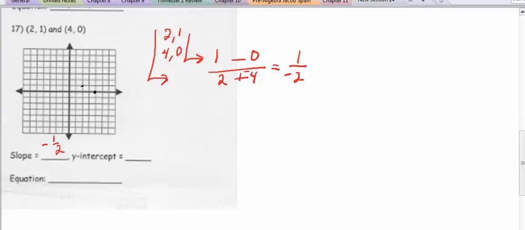So my slope is negative 1/2, so I'm going to go up positive over negative. Up positive 1 over negative 2. And now I've got my line of this equation, and I find out where it crosses the y-intercept. It's right here, which is at positive 2. I've got the information I need to write my slope-intercept form. Y is equal to negative 1/2 x plus 2.